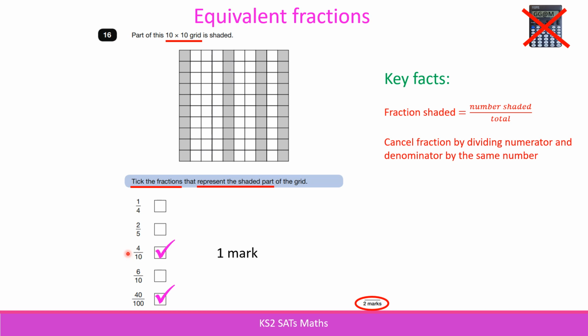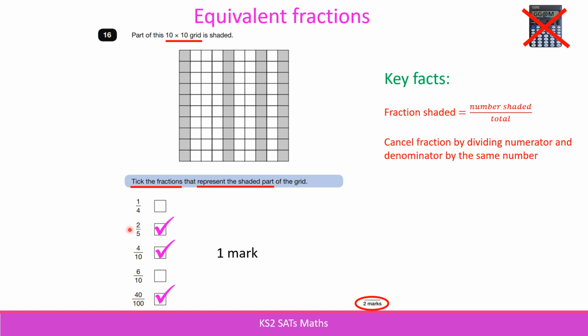Now if you got these two correct and didn't write any other ones, you would get 1 mark. But there is one more that is also equivalent to 4 over 10. Now if we look at the fraction 4 over 10, we're going to cancel this fraction down. So what number goes into 4 that also goes into 10? The only number that goes into 4 and 10 is the number 2. So 4 divided by 2 is 2, and 10 divided by 2 is 5, which is this fraction here, 2 over 5, and this is your second mark for getting this point here.